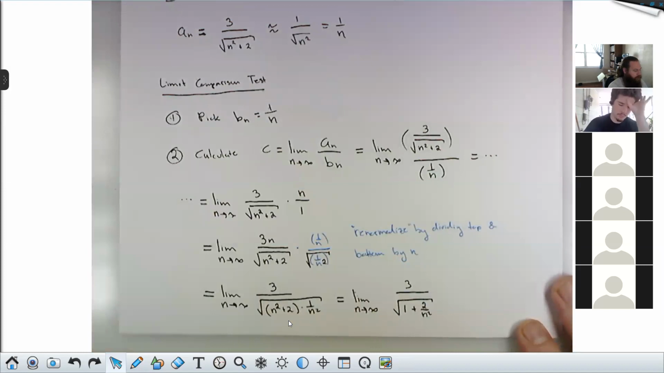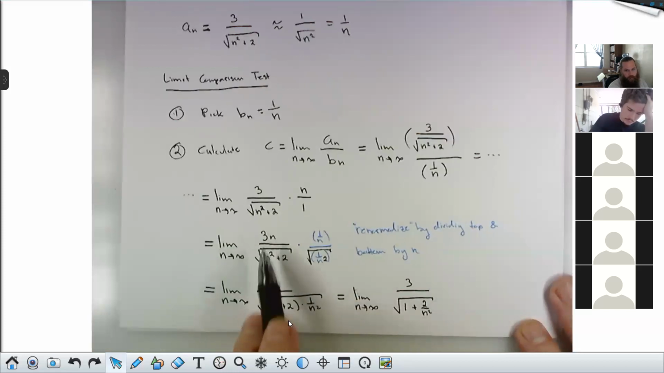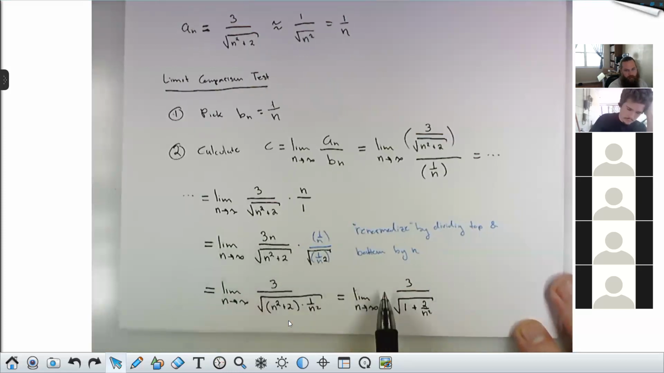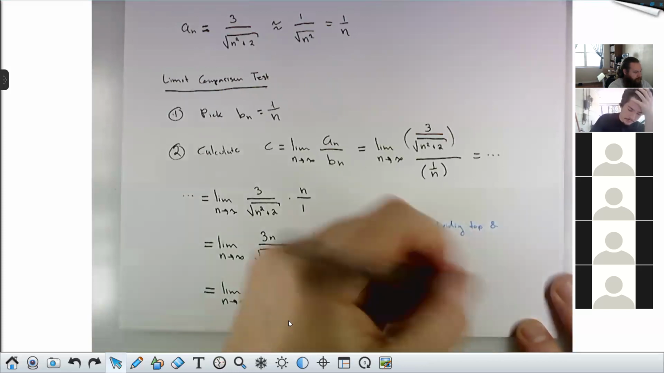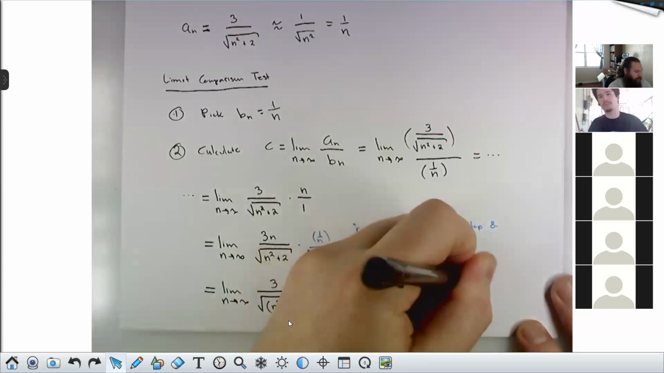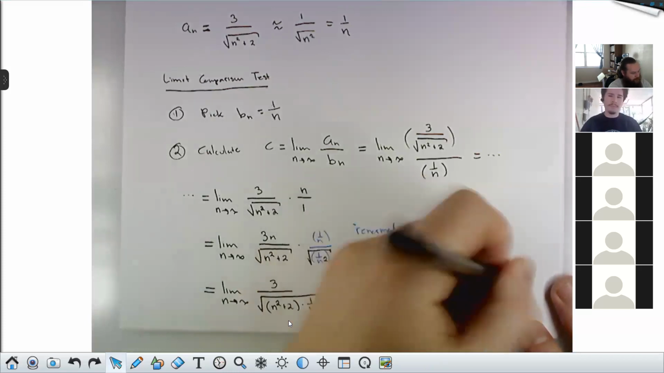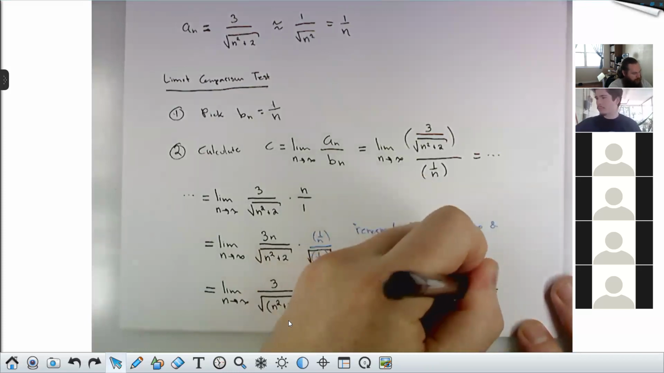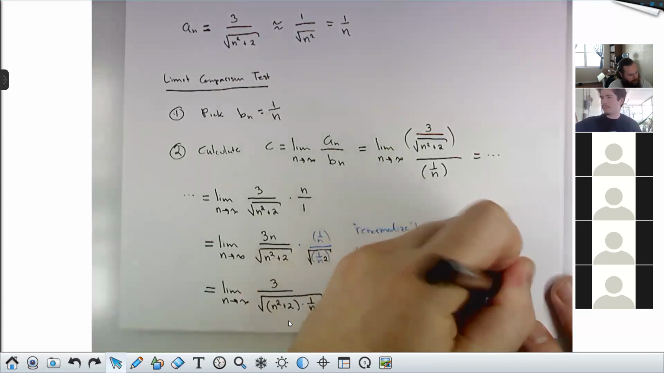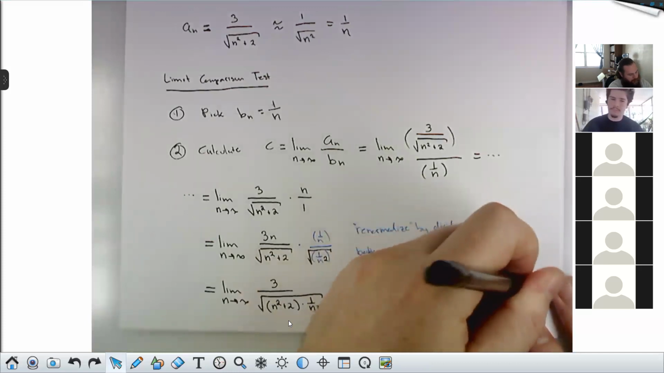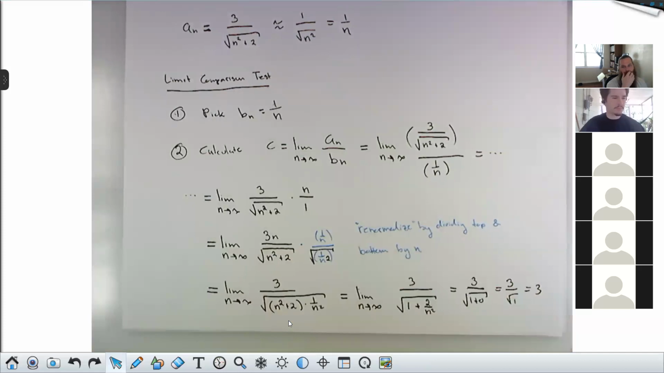And as n goes to infinity, this is the purpose of the renormalization trick: all the pieces that were going to infinity will now go to some constant, and all the pieces that were constant will now go to 0. So this 2 over n squared is going to go to 0. So I get 3 over the square root of 1 plus 0, which is just 3 over the square root of 1, which is just 3. The square root of 1 is 1.